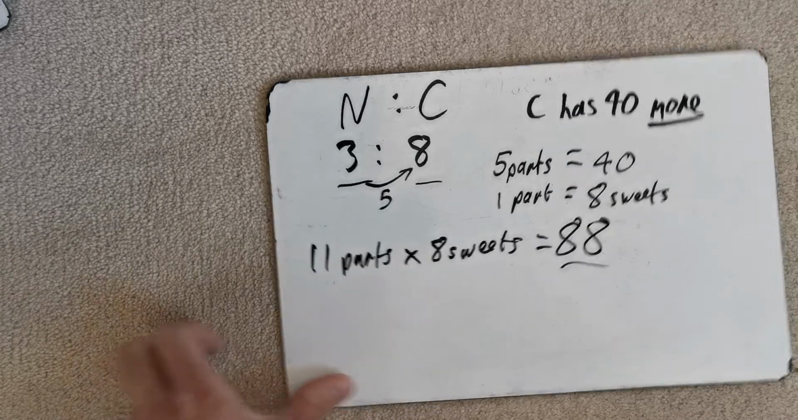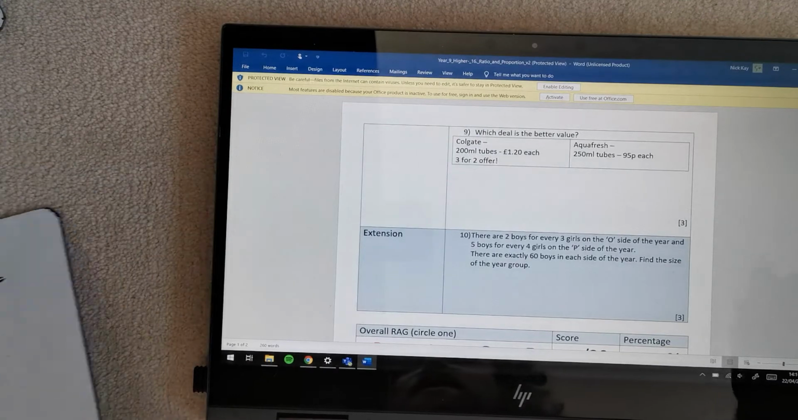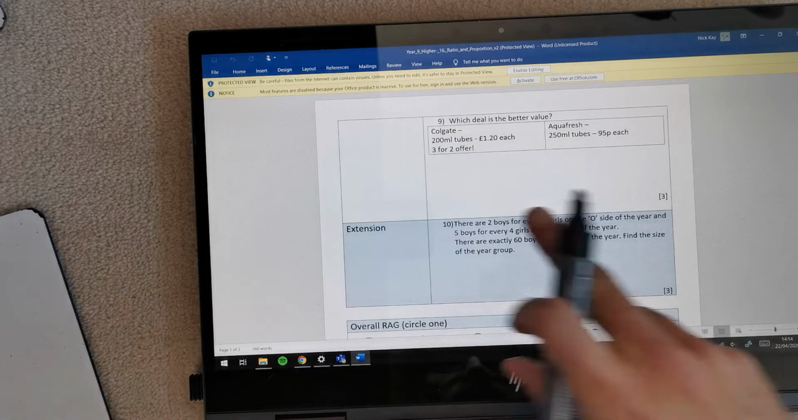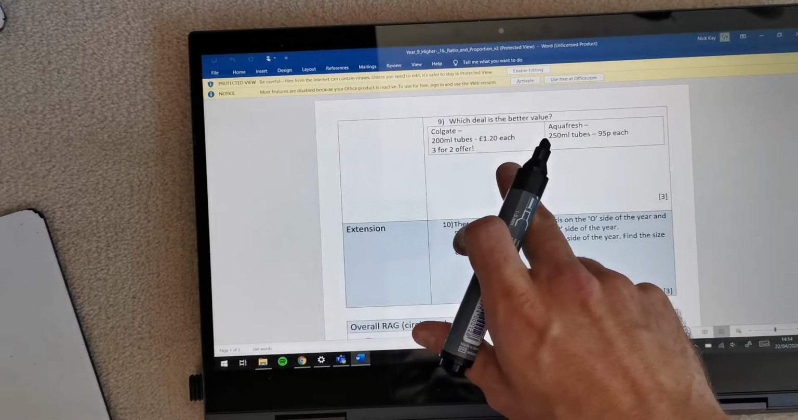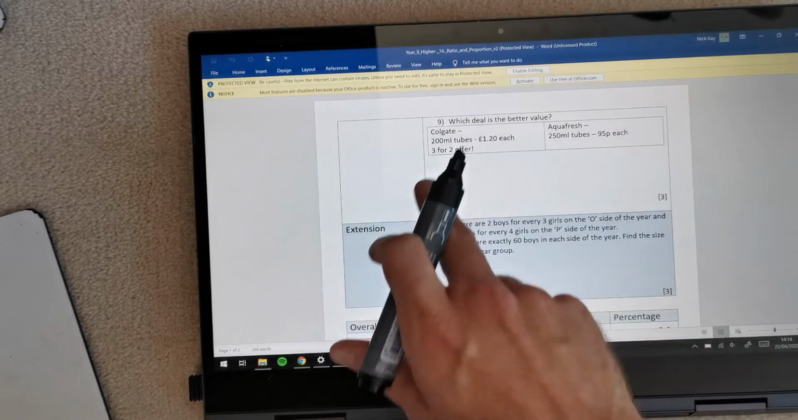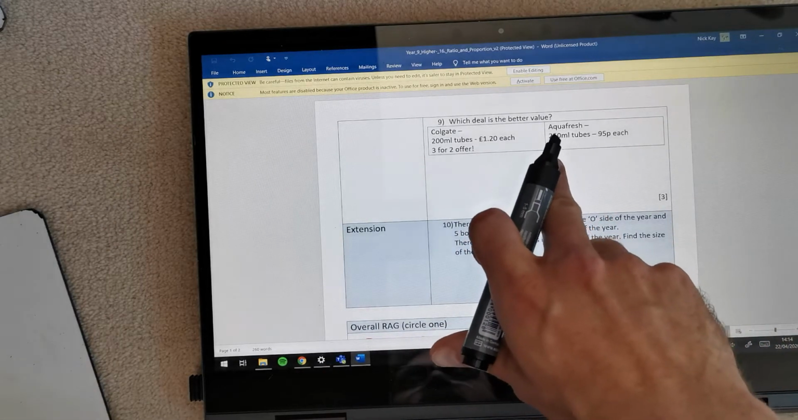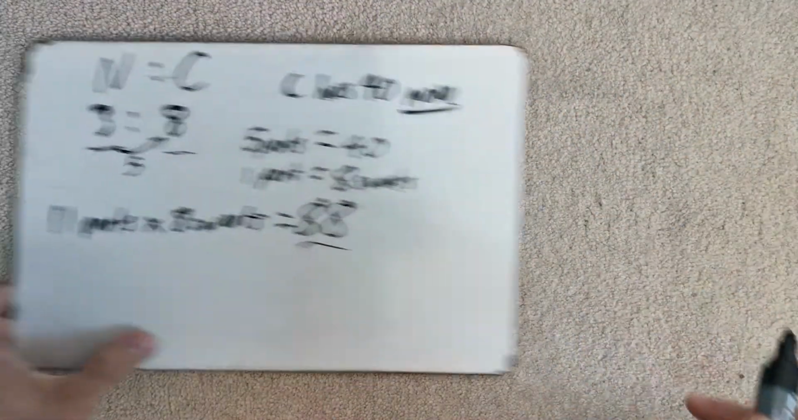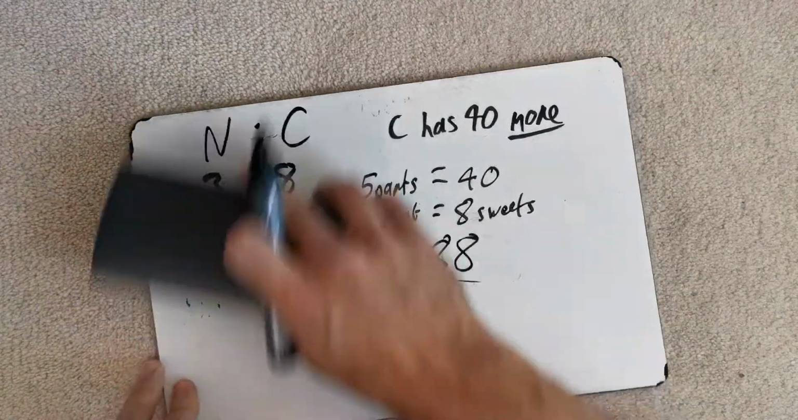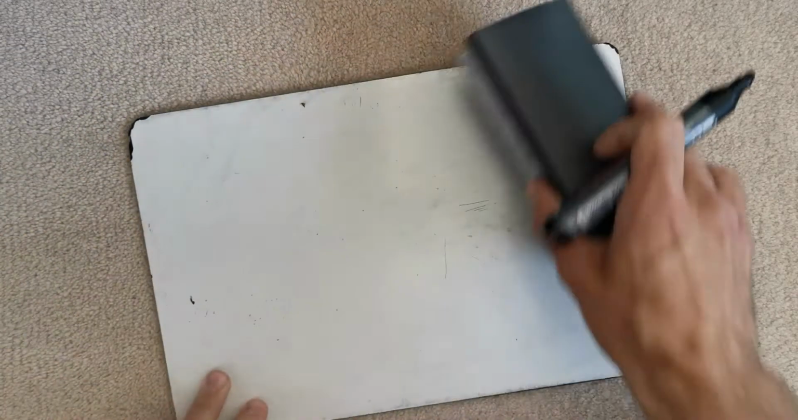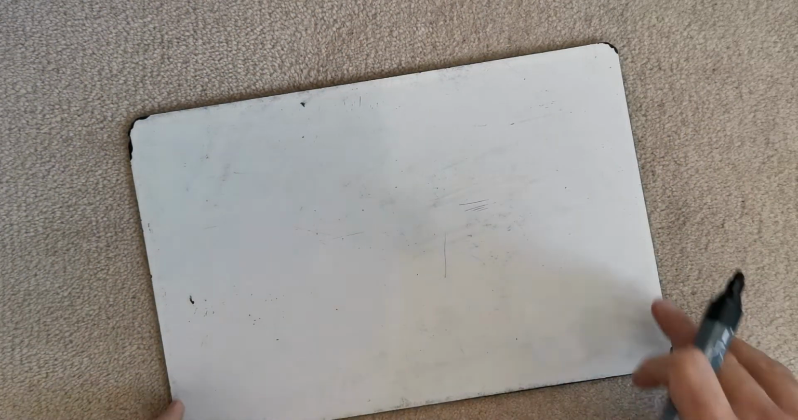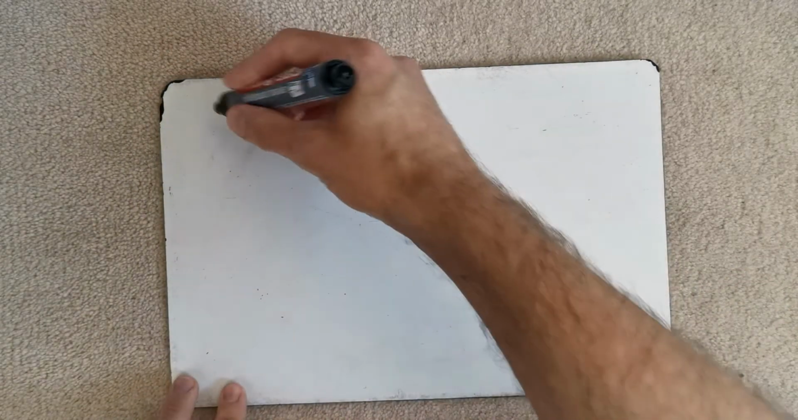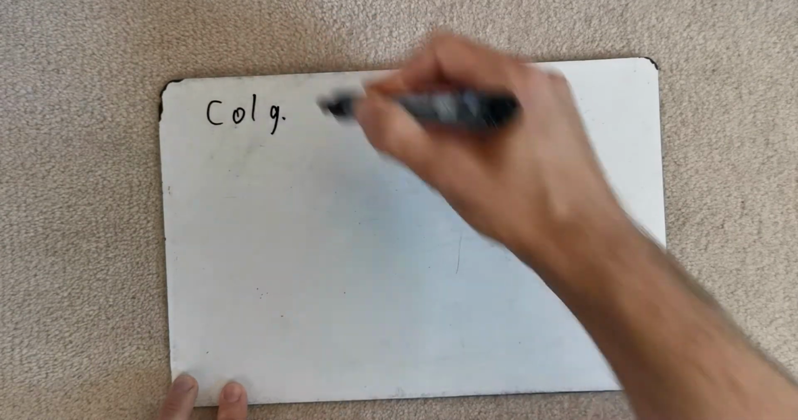Next up, which deal is better value? So we've got 2 possible deals here. So Colgate, 200ml tubes, £1.20 each, 3 for 2 offer. Aquafresh, 250ml tubes, 95p each. Okay, so what we've got to do, let's use the same board because we've run out of boards. What we've got to do is see how much each is per equivalent amount. So let's go for the Colgate first.